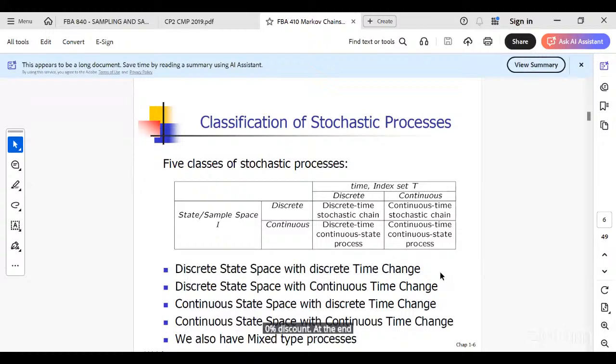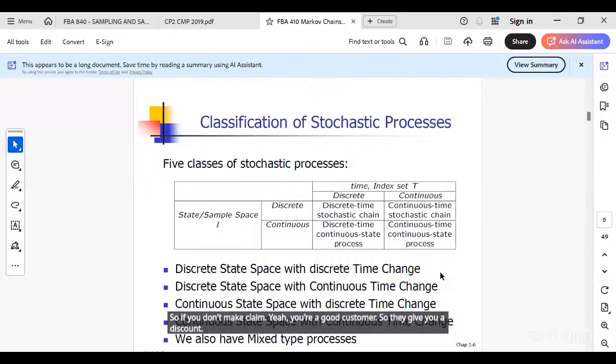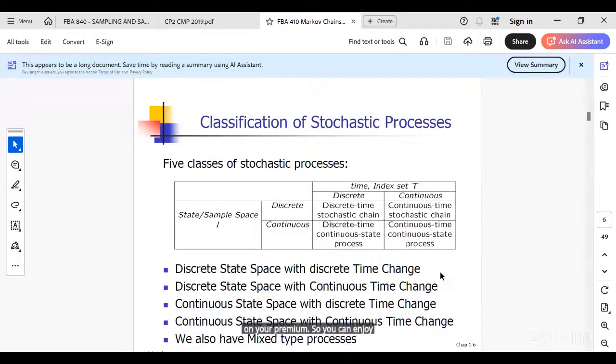At the end of that policy year, your position is reassessed, and they look at your profile as to whether you have made claims or not. If you don't make a claim, you're a good customer, so they give you a discount on your premium. You can enjoy maybe 20% discount at the end of that policy year. So in the new year, you pay a premium that is less. And then at the end of that second year, you will also be assessed, and your discount level will be determined. You can have maybe up to 40% discount. And then you could also move down, move backward.